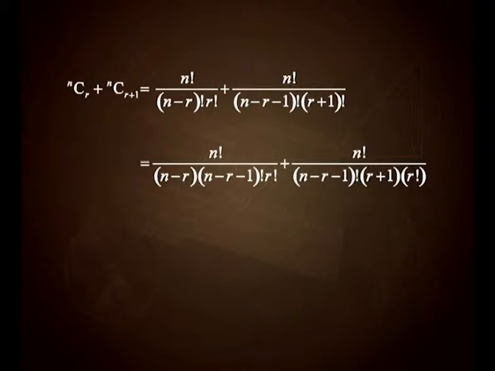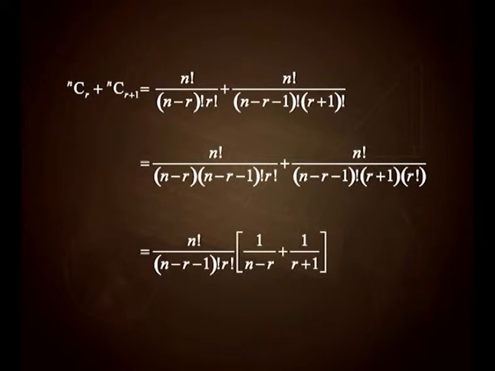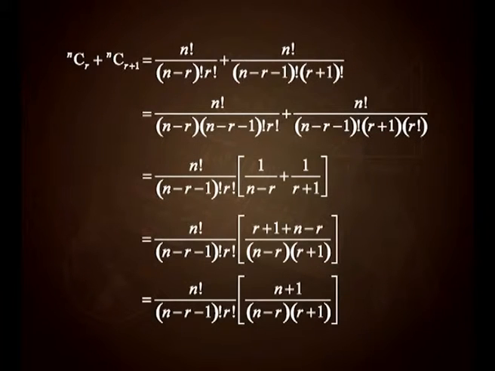Now, once I have done this, you can see that there are certain common terms which I can pull out of this sum. So, I have n factorial upon (n minus r minus 1) factorial times r factorial. These are the common terms between the two, and then I am left with only the sum of 1 by (n minus r) and 1 by (r plus 1). If I now continue with taking the LCM and simplify, I am left with (n plus 1) by (n minus r) times (r plus 1) and the quantities which I had taken out common earlier.